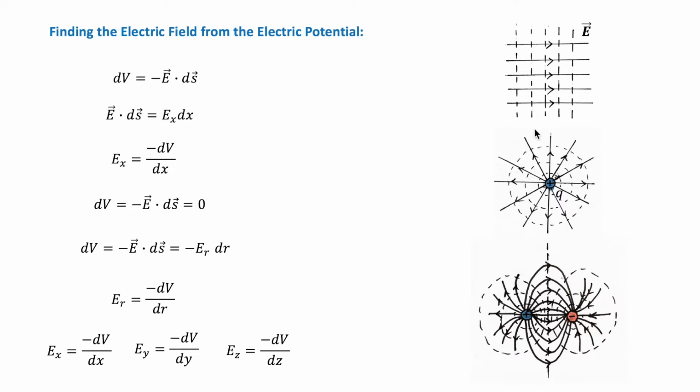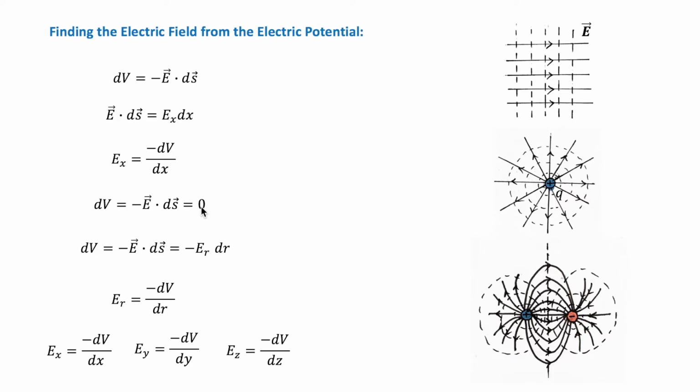All these dotted lines are equipotential surfaces. Then dV along the surface is equal to 0 because the electric potential is constant over that surface. So if a test charge undergoes a displacement ds along an equipotential surface, then dV is equal to minus E dot ds is equal to 0 in that case. And this shows that E is perpendicular to ds.